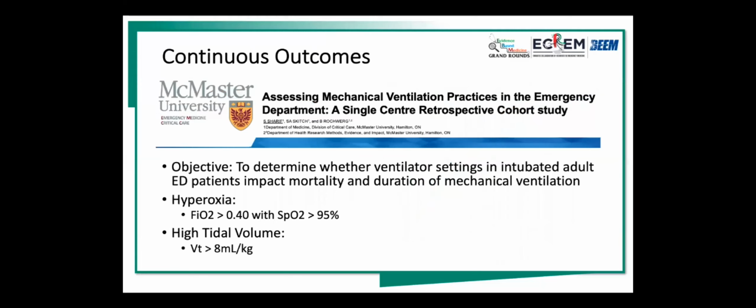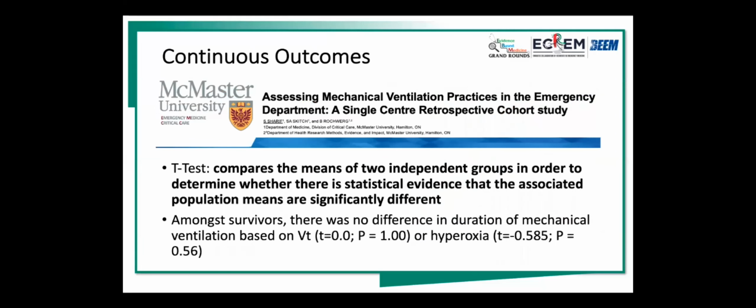Let's go back to the example that I used earlier about the study that we did looking at mechanical ventilation practices in the emergency department. We had talked about our dichotomous outcome of mortality. Now we're going to look at whether ventilator settings in the emergency department have an impact on the duration of mechanical ventilation, which is a continuous outcome. When you're looking at continuous outcomes, you have a number of different statistical methods in your arsenal. But for this one specifically, we used the t-test.